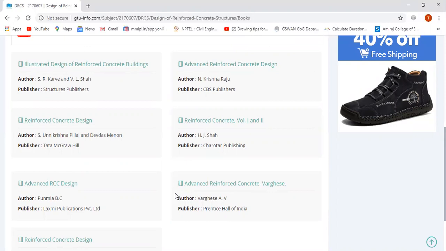But for knowledge purposes and exam purposes, we have to choose one book for our better reference. In case some chapter is difficult in a particular book, we can refer to another book. Retaining walls and water tanks are easy to understand from S.J. Shah, but some other modules are very easy in the Krishnaraju book.